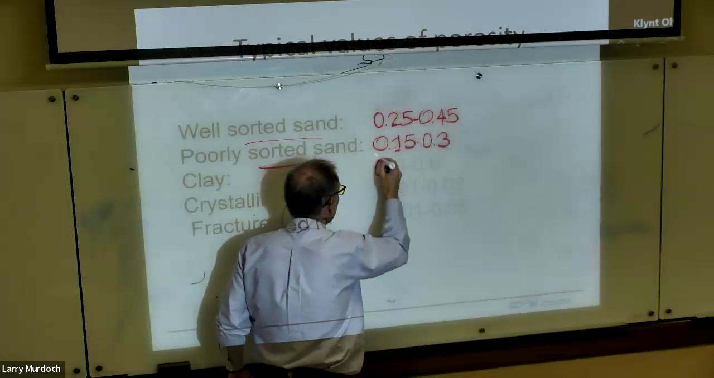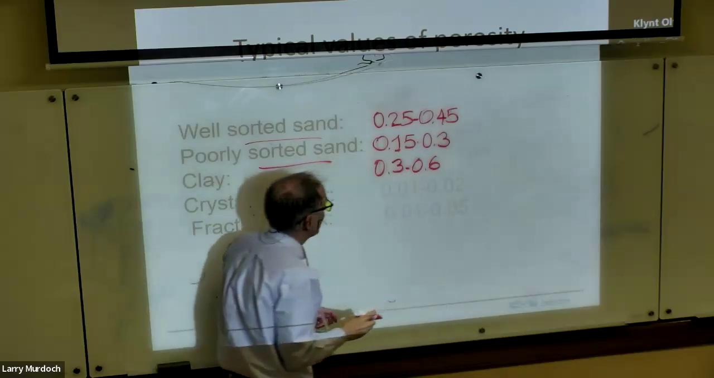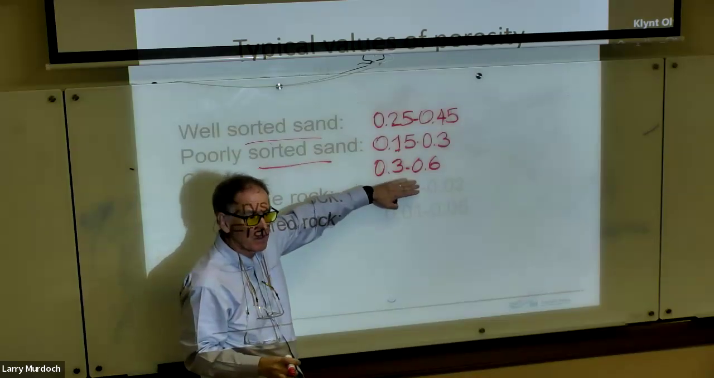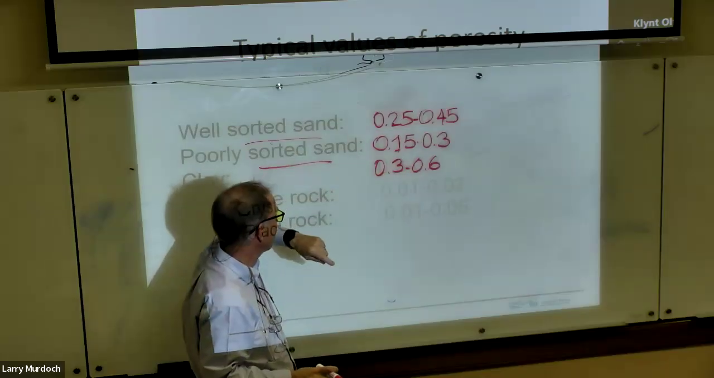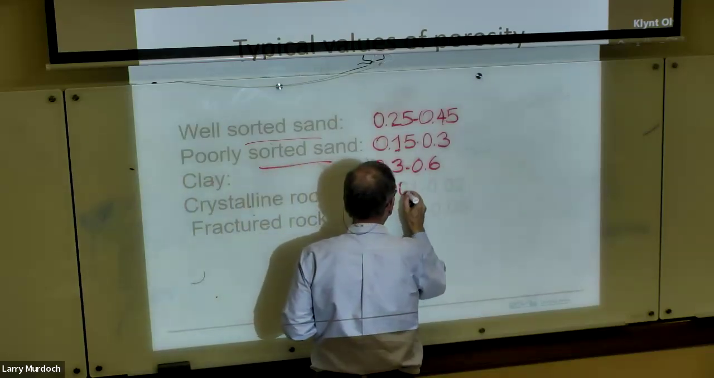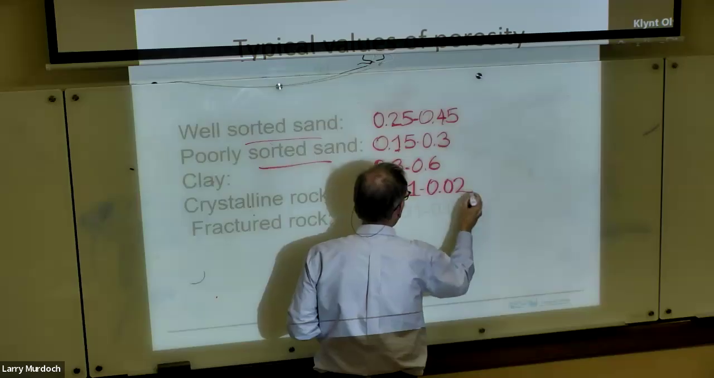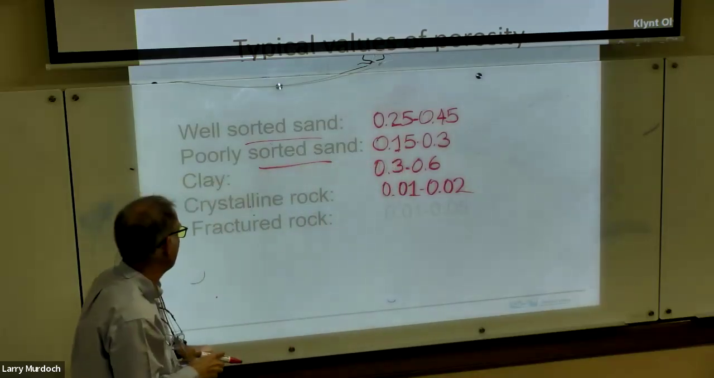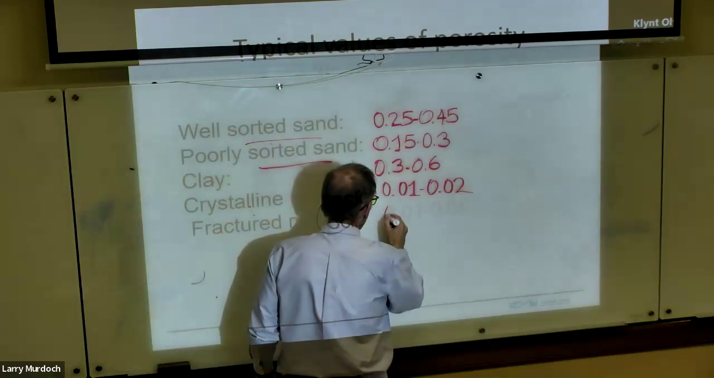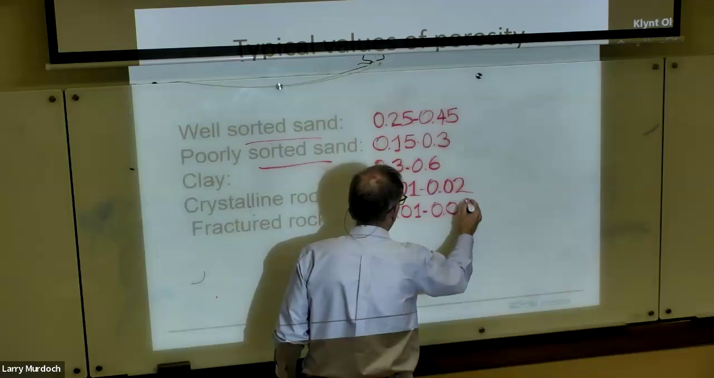So clay, there's the range for clay. This is the highest porosity of the commonly occurring materials. Crystalline rock, like granite, is a couple of percent, sometimes less than 1%, but maybe up to 2%. So that would be a typical range. And then if it's fractured crystalline rock, the low limit doesn't really need to change much. It might go up to 0.05.